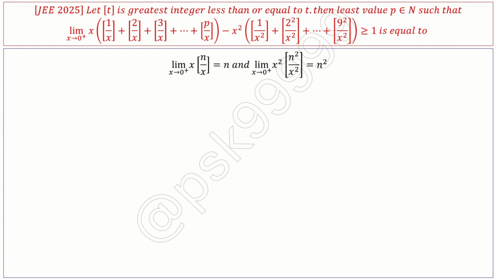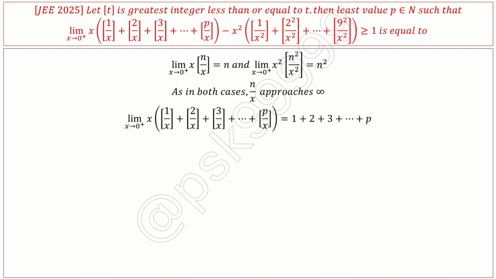In such a case, n into infinity, and then you are multiplying with a very small value of x. So infinity and x, which is a small value, you can put aside, then you will get the n value. So limit x tends to 0 plus x times [n/x] is nothing but n. Similarly, limit x tends to 0 plus x square times [n²/x²] is n square. Once you know this, the problem is very simple, correct?